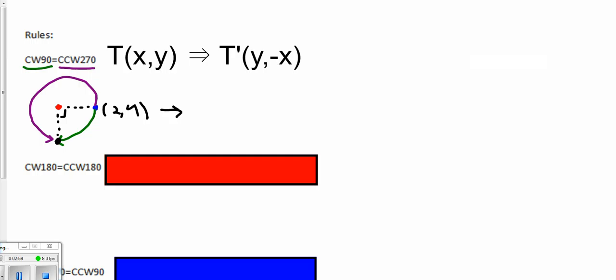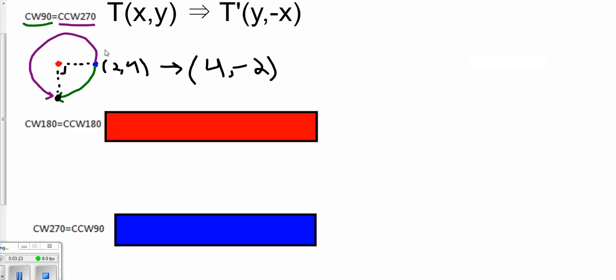So what does this mean? What does this look like? Well, we would say that our new spot, which I could label down here too, is actually going to be at 4, negative 2. So if it was at 2, 4, and then it rotated 90 degrees, it would now be at 4, negative 2. So, going on to our next one then.